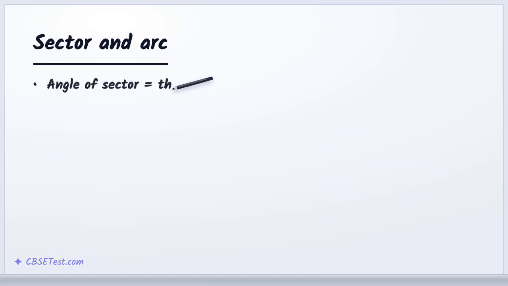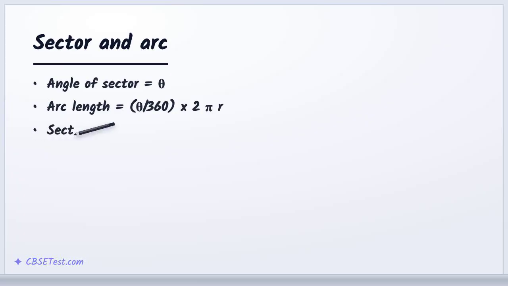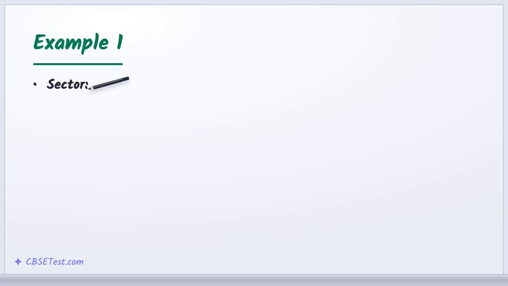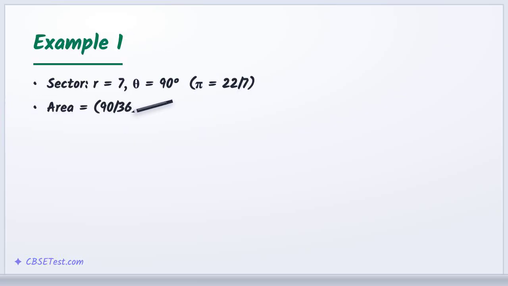A sector is a slice with angle theta at the center. It's just a fraction, theta over 360, of the whole circle. So the arc length is that fraction of the circumference, and the sector area is the same fraction of the total area. Find the area of a quarter sector, 90 degrees, of a circle with radius 7.